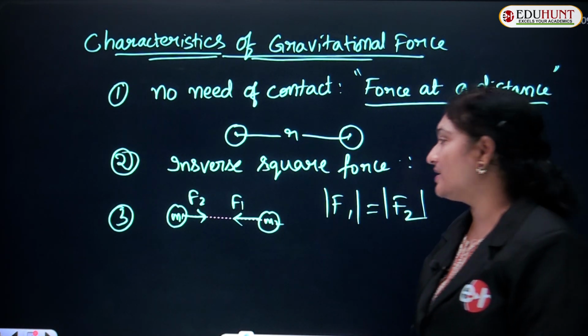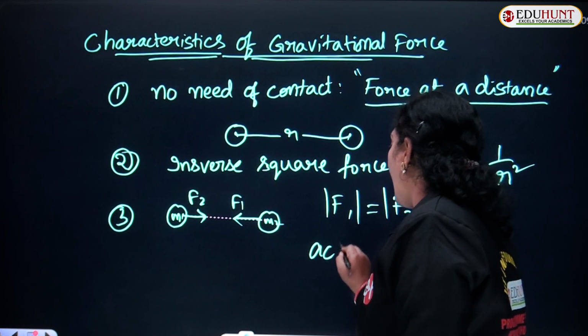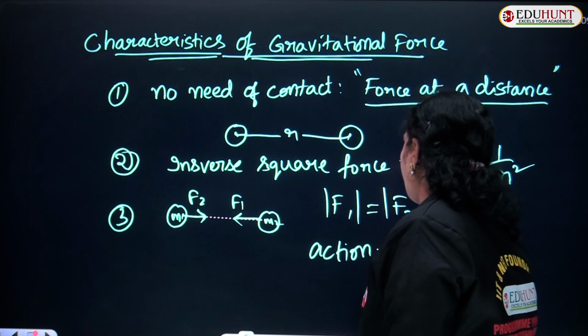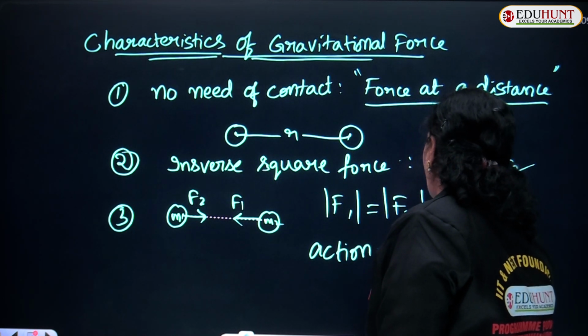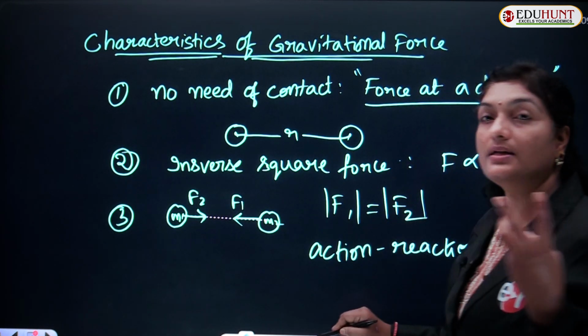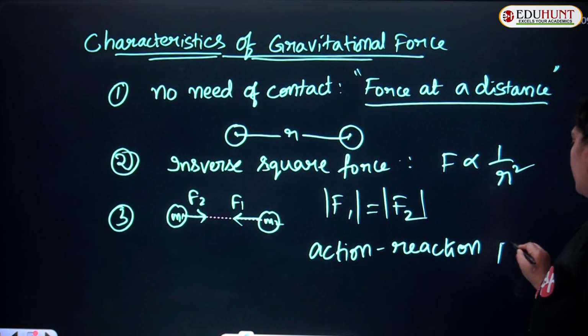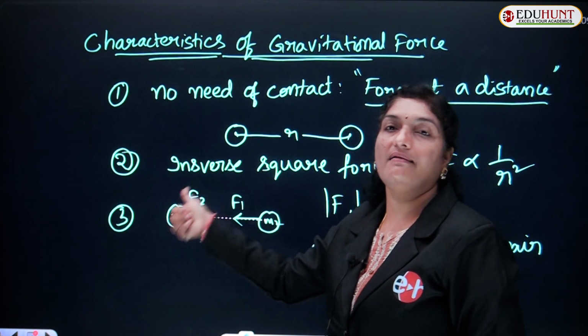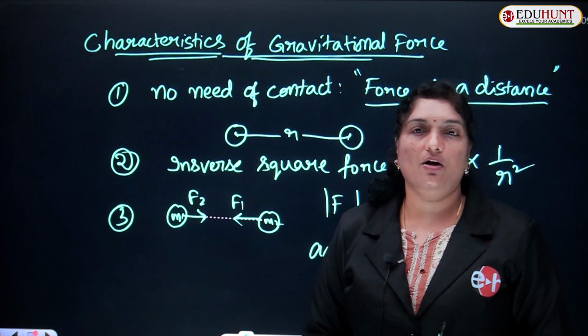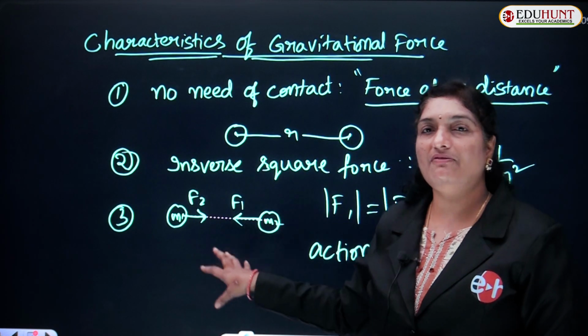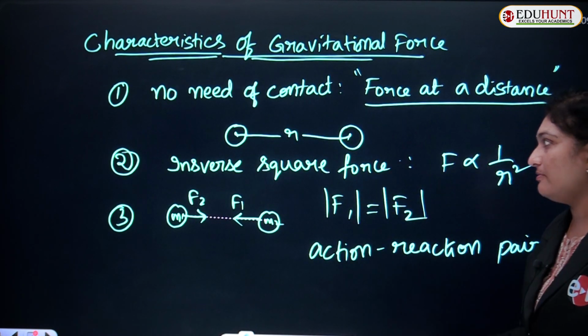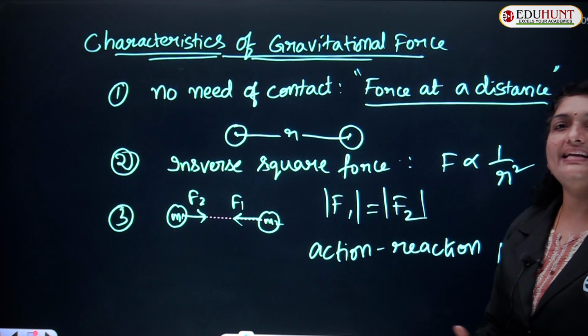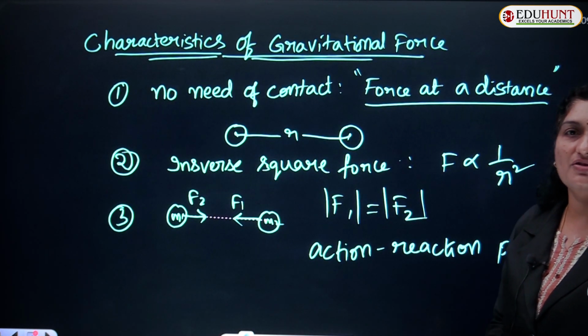So what does it form, children? It forms an action-reaction pair. So it holds good with Newton's third law. If an action takes place on the first body, a reaction force will act on the second body, so they form an action-reaction pair. So what are the three main characteristics of gravitational force, children?